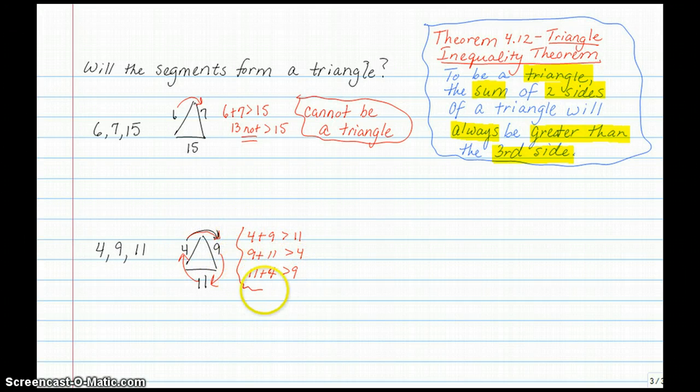Since all of those work out, that each of the sum of two sides is greater than that third side, then yes, this can form a triangle.